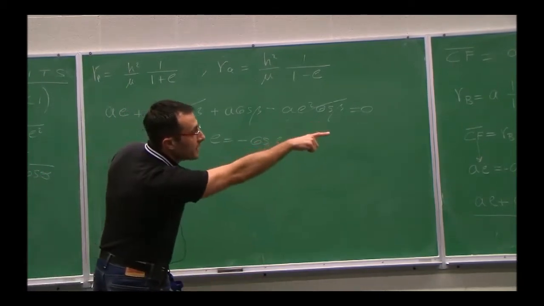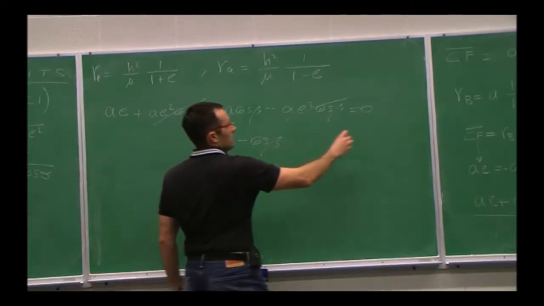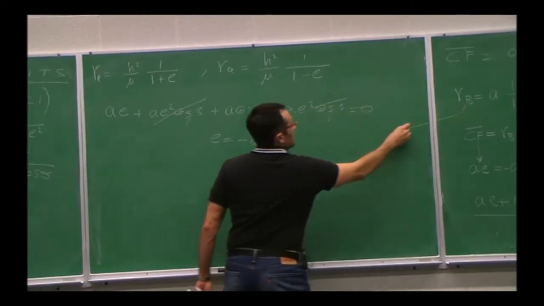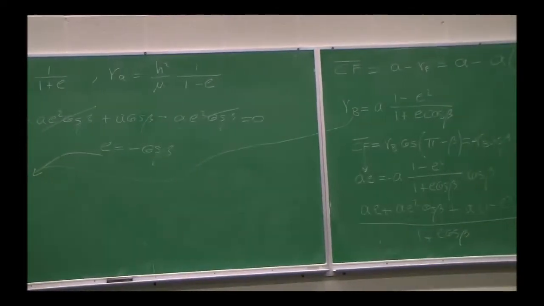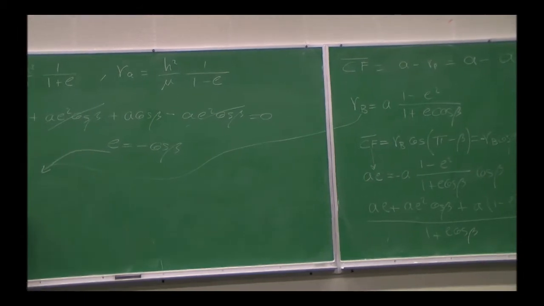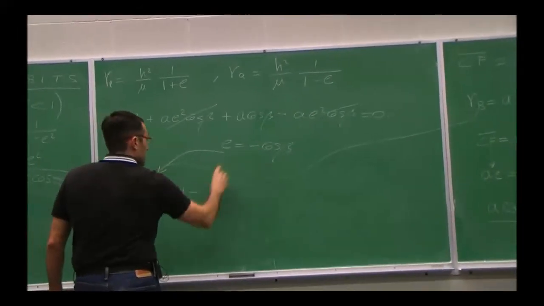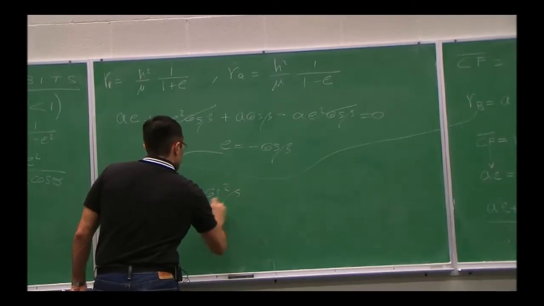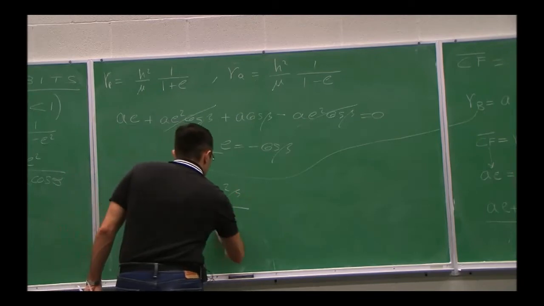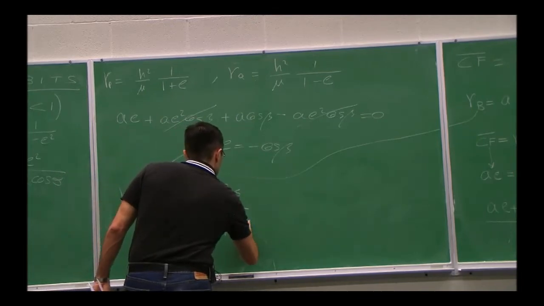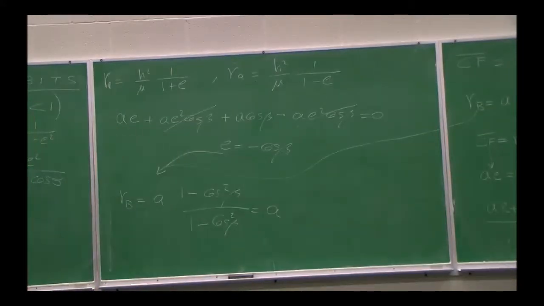So my goal was finding B. I think I can do that. Now look at this. I have finally an expression for cosine of beta. So my RB is A times (1 minus cos squared of beta) over (1 minus cos squared of beta), which is A. So RB is equal to A, yes?